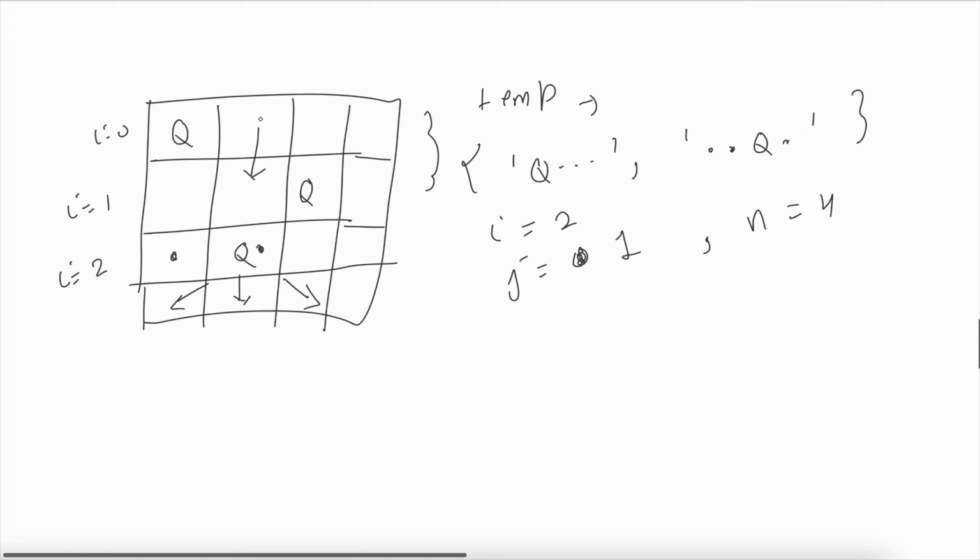So where we need to check: we need to check this column, this upper right diagonal, and upper left diagonal. We need to check these three scenarios: first, second, and third.